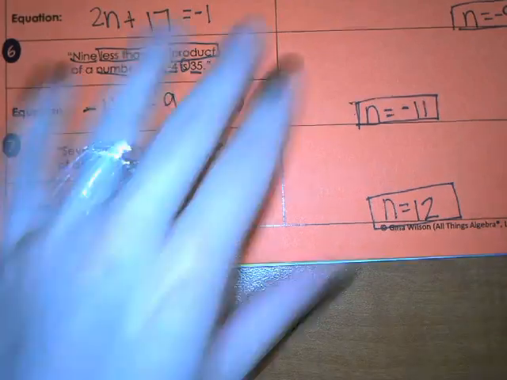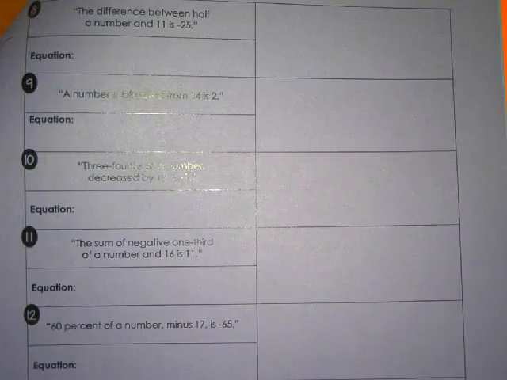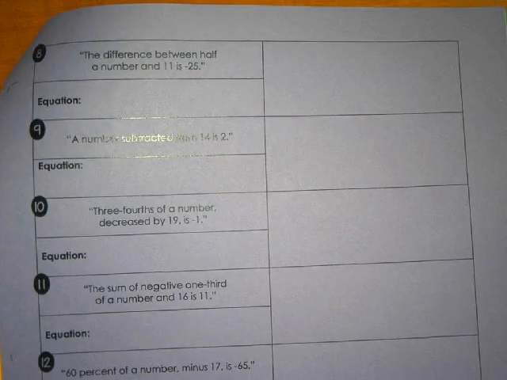Okay, let's move to purple page. Okay, you and your partner are now going to do numbers 8, 9, and 10. So you may stop after number 10, guys. Here we go. All right, number 8. The difference between half a number and 11 is negative 25. Lucille, that's you, sweetheart. What did you write for that equation?